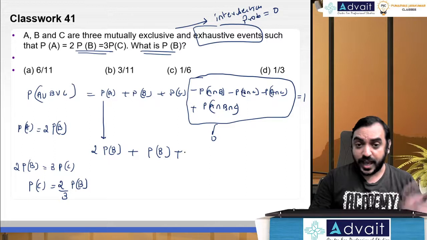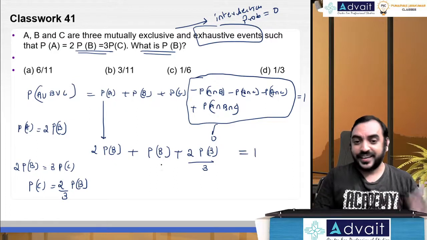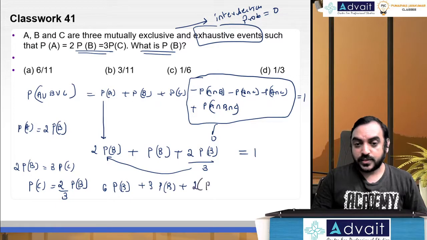Probability of C, I am rewriting it as 2 into probability of B divided by 3 equal to 1. Take LCM, multiply 3 into 2, 6 probability of B. This 3 into 1, 3 probability of B. 2 as it is. Probability of B equal to 1 divided by 3.